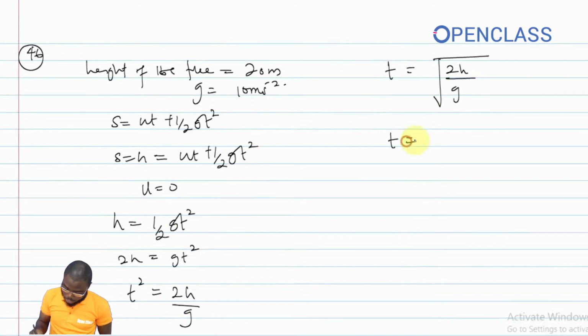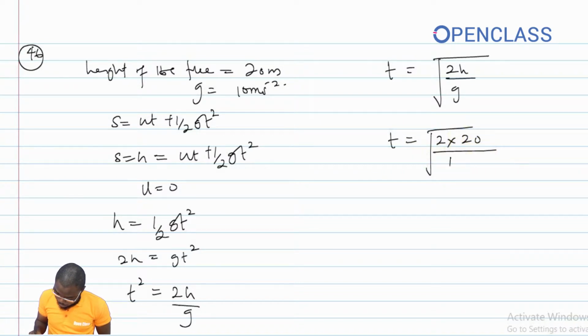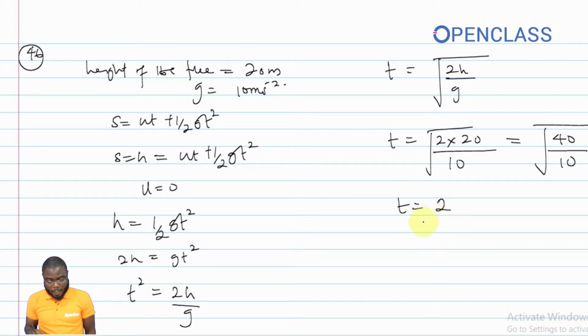Now the time is equals to, we're given h to be the height of the tree, equal to 20 meters, divided by acceleration due to gravity, given to be 10. So we have 2 times 20, that will be 40, over 10, that will be square root of 4, and then time will be equals to square root of 4, which is equals to 2. So you have that to be 2 seconds. It takes 2 seconds.